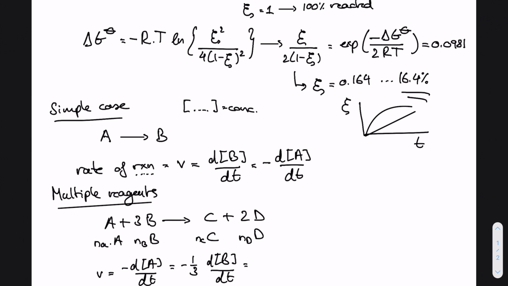C is just 1, right? So it will be d[C]/dt and half d[D]/dt. Right? So we can see that there are different ratios depending on the stoichiometry, but there's only one reaction rate in the whole system. Okay.